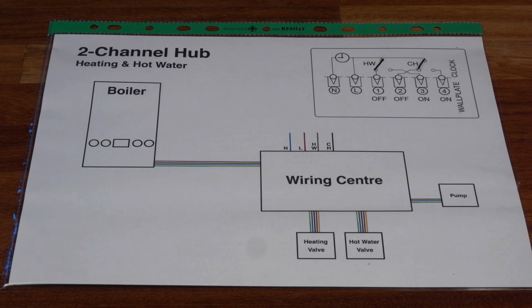So when it comes to connecting this up, if you have a heating system that has a hot water cylinder, somewhere you'll have something known as a wiring centre. And this is just a big junction box that all your heating system's components connect back to.